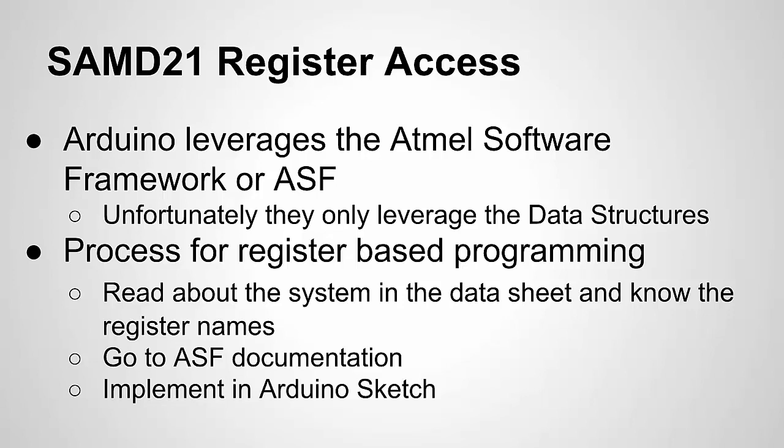The process I go through is, I read about the system I'm trying to control in the data sheet, and sometimes you're trying to control multiple systems. So I get an understanding of how it works from the data sheet. The data sheet will name some of the registers and what needs to be changed in the registers. I then match those register names to the ASF documentation, and then I implement it in the Arduino sketch. Now, those three bullets make it sound easy, but it's a process that takes time. We'll go through a simple example here.